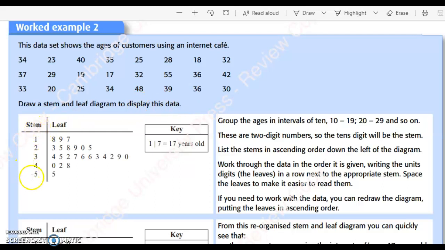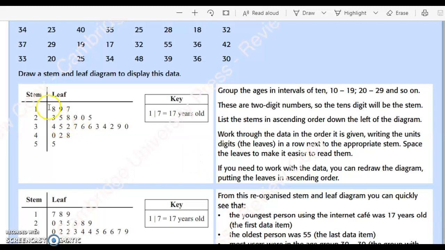So the stem is the tens digit and the leaf is the units digit. For each stem, we have 17, then 18, then 19. So 8, 9, 7, 3, 5, 8, 9, 0, 5, and so on. So we can group the digits in the intervals 10 until 19, 20 until 29, and so on. So we have 5 classes.